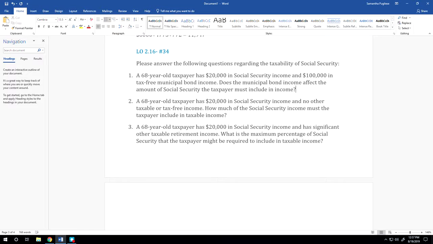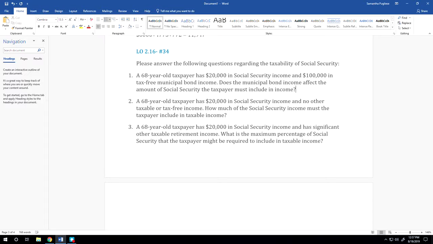Number 2, we also have a 68-year-old taxpayer who has only $20,000 in Social Security income. And is that going to be taxable? The answer is no, because a single taxpayer can get up to $25,000 in Social Security income in 2018, or $32,000 if you're married filing jointly. So number 2 is none of it is included.